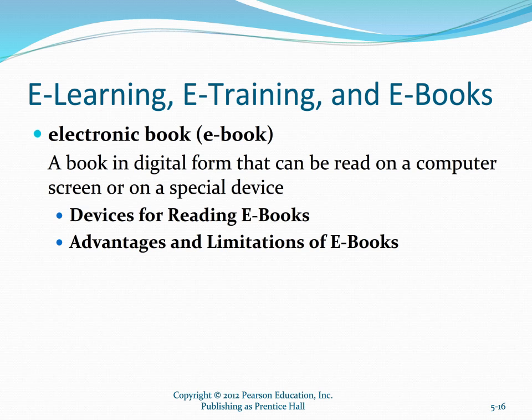E-books are another thing that are used in electronic learning or electronic training. An electronic book is a book in digital form that can be read on a computer screen or on a special device. There's a variety of different ways of reading an e-book: via web access, so logging into a computer and using a web browser; via web download, where you might download a PDF or something of that nature; via a dedicated reader, such as Amazon's Kindle; a general purpose reader, such as a Palm Pilot; or via a web server. So there's a variety of different ways to go about reading e-books.